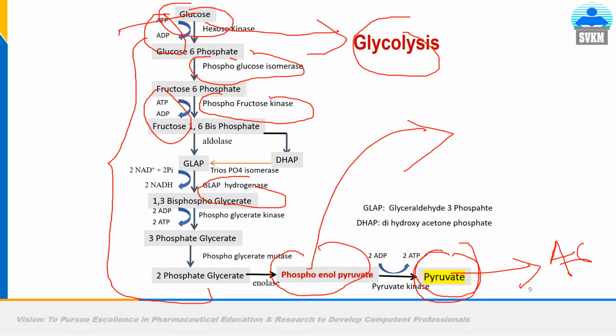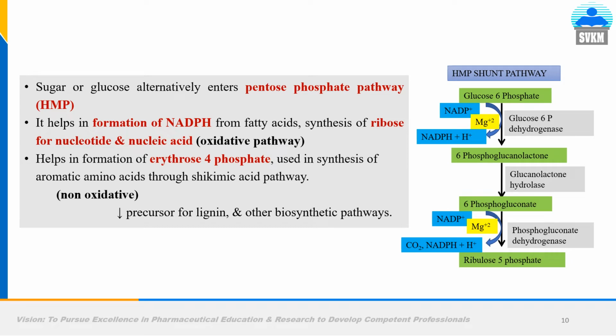This is the bioenergetics, which is important from examination point of view. Now, this is another pathway for metabolism of glucose. As I told you, the first one was glycolysis, which will give you pyruvic acid and phosphoenol pyruvate. In case of HMP shunt pathway, which is also called pentose phosphate pathway (PPP), it will give you erythrose 4-phosphate, and this will be utilized for the production of shikimic acid molecules.